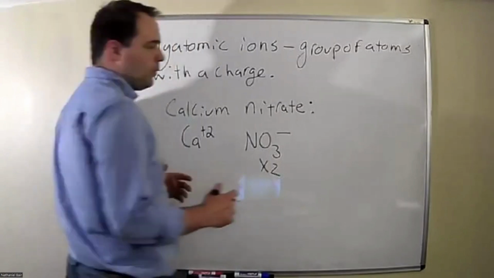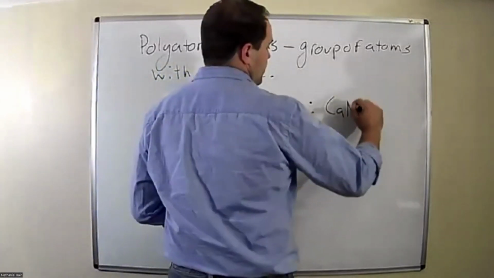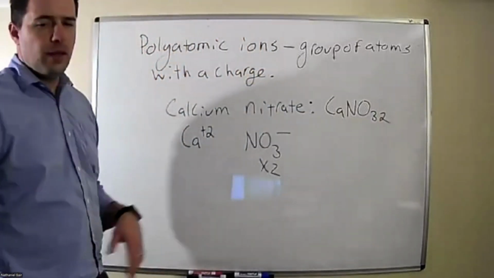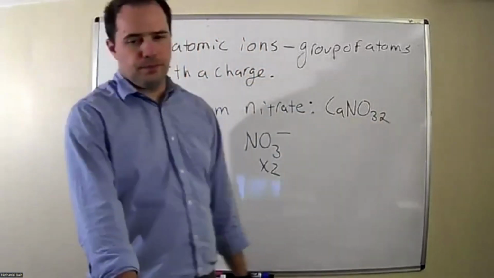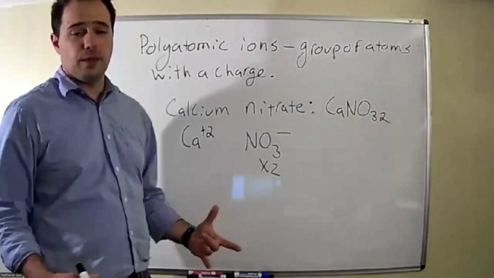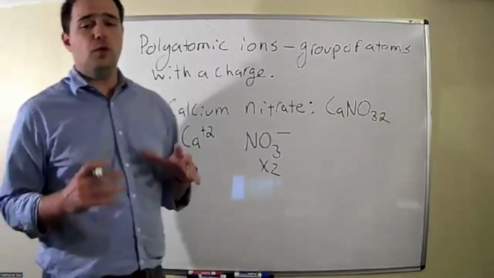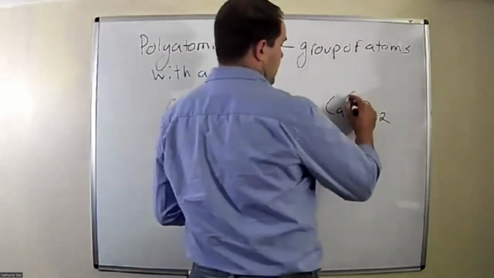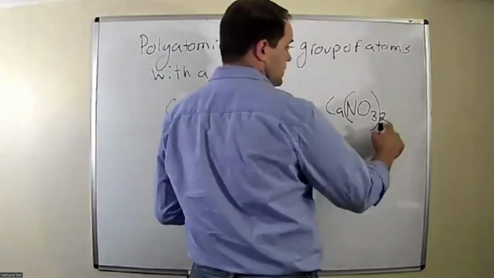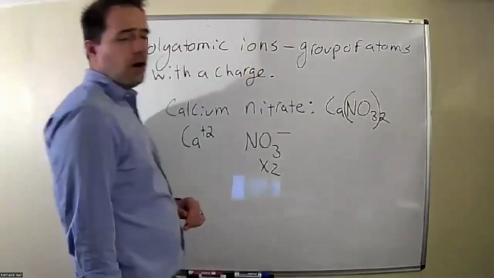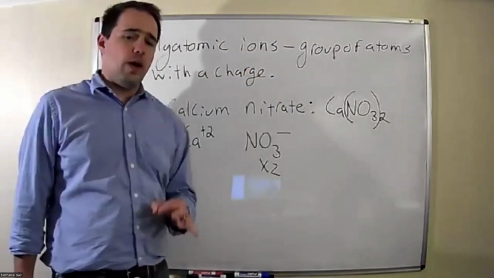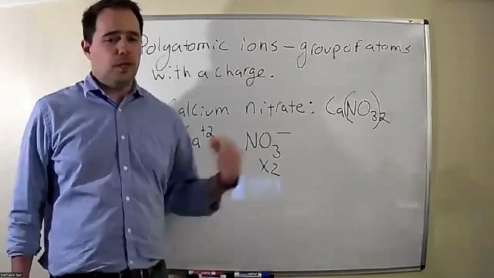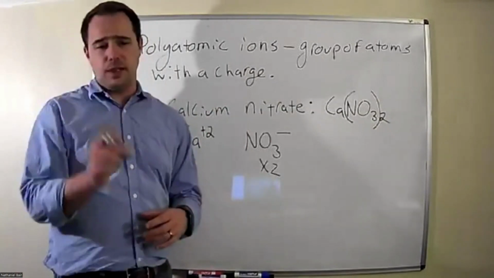Here's the issue. We cannot just keep doing what we've been doing because if I throw a 2 on there, that looks like 32 oxygens. And that's not what I want. I want 2 nitrates. So what do you have to do? If you need more than one of a polyatomic ion, you have to put that polyatomic ion in parentheses before you say how many there are. Polyatomic ions require us to use parentheses when we have more than one of them. So calcium nitrate, that nitrate has to go in parentheses, and then the 2.